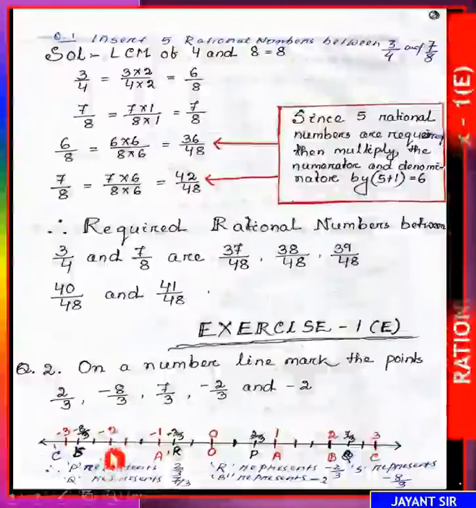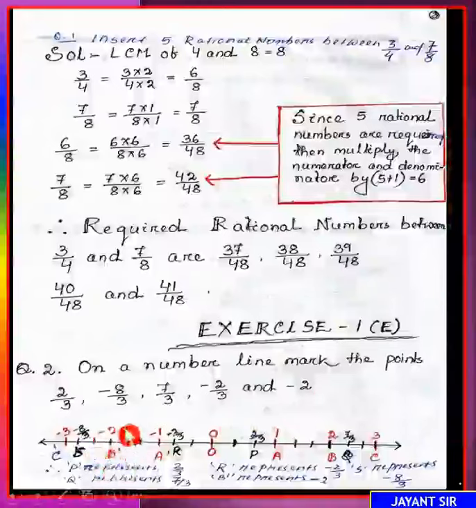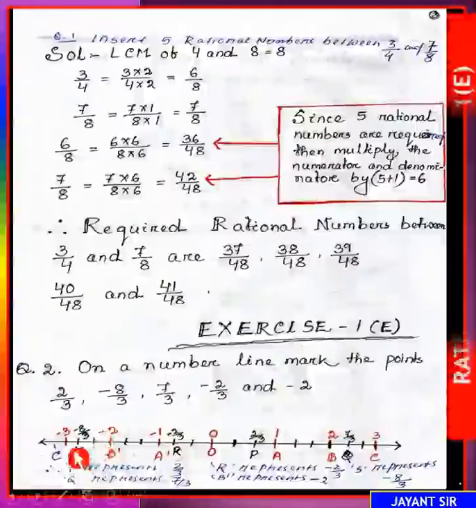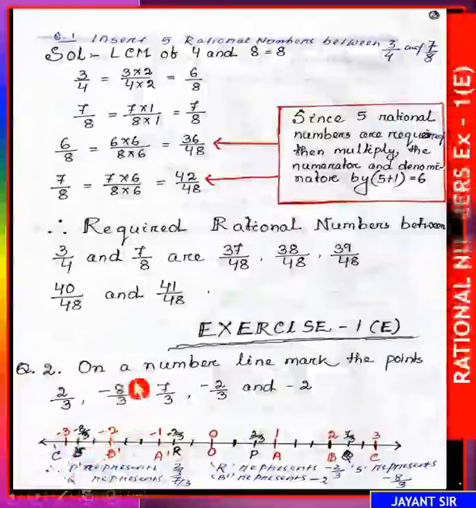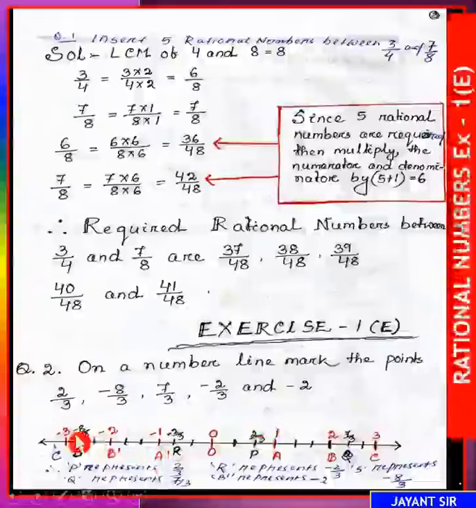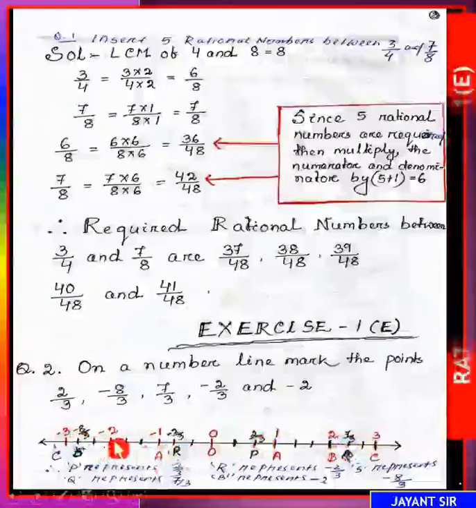The question is given, our minus 2. Minus 6 by 3 means minus 2. Then minus 7 by 3 and minus 8 by 3. The question is given that minus 8 by 3. I think almost everything we have represented. This is 2 by 3, minus 8 by 3, 7 by 3, minus 2 by 3. And already here minus 2 is there.